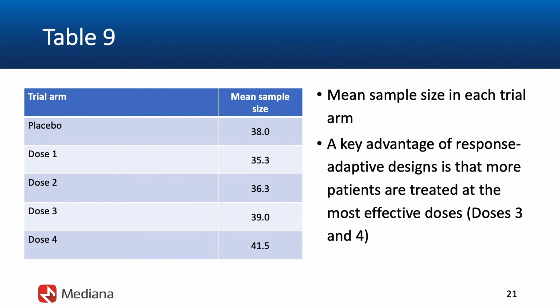This particular table shows the mean number of patients in each of the 5 trial arms. We can see here that by the end of the trial, when we're done with the last stage, we expect the following mean sample sizes: 38 patients on average in the placebo arm. And then as we go through the 4 doses of the experimental treatment, we notice that the mean sample size starts at about 35 at the lowest dose. And when we go down to the bottom row in this table, we see that the mean sample size is expected to go up to over 40 patients, specifically 41.5 patients at the highest dose.